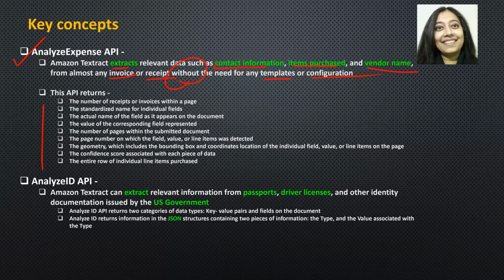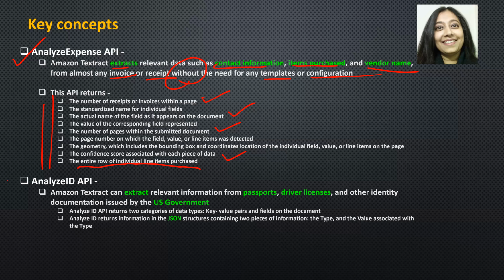And this is all that this particular API returns. I'm just going to highlight a couple of things. Of course, the number of receipts or invoices within a page, the number of pages within the submitted document, the actual name of the field as it appears on the document, the confidence score of that particular piece of data, or an entire row of individual line items that were purchased. And we'll actually see this in the demo as well. You will see, right? But this is all that this particular API returns back to you.